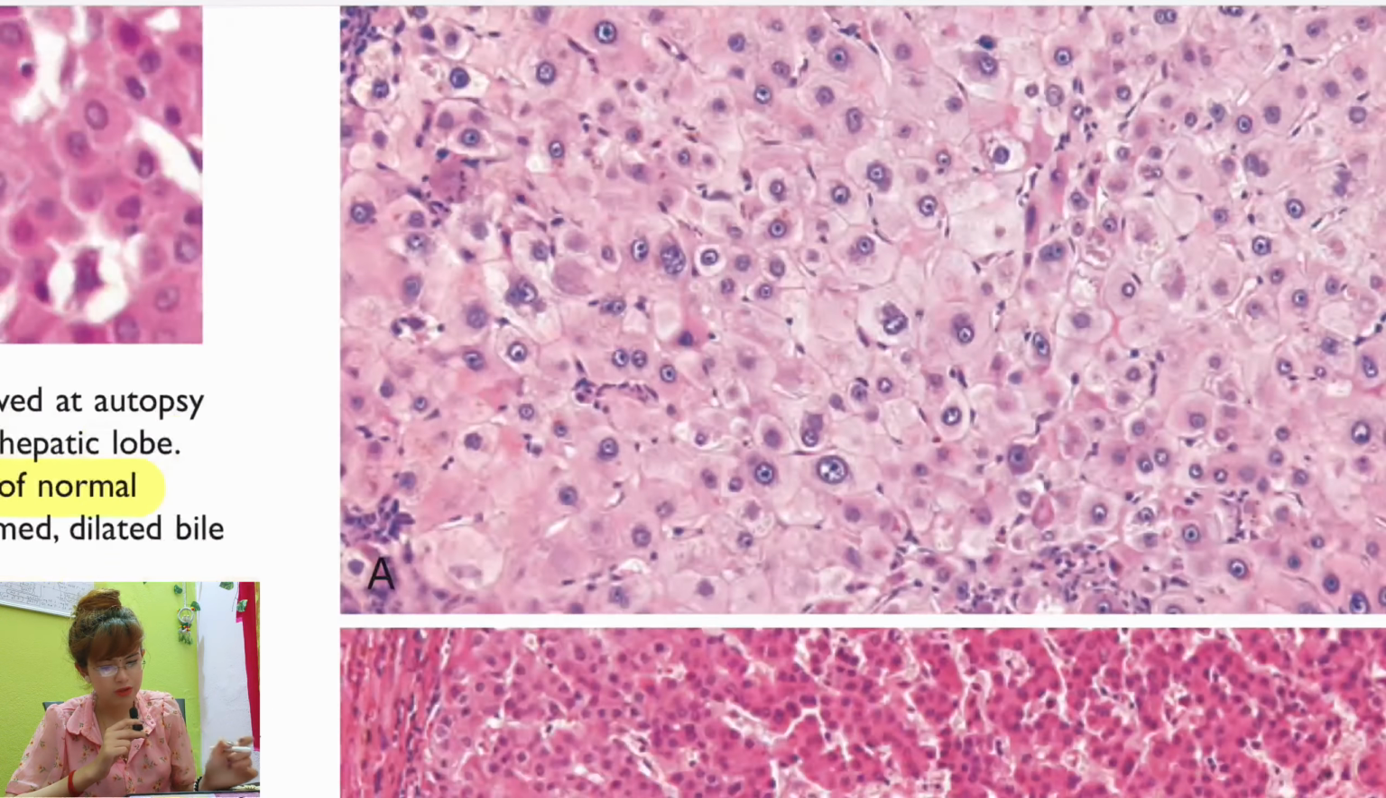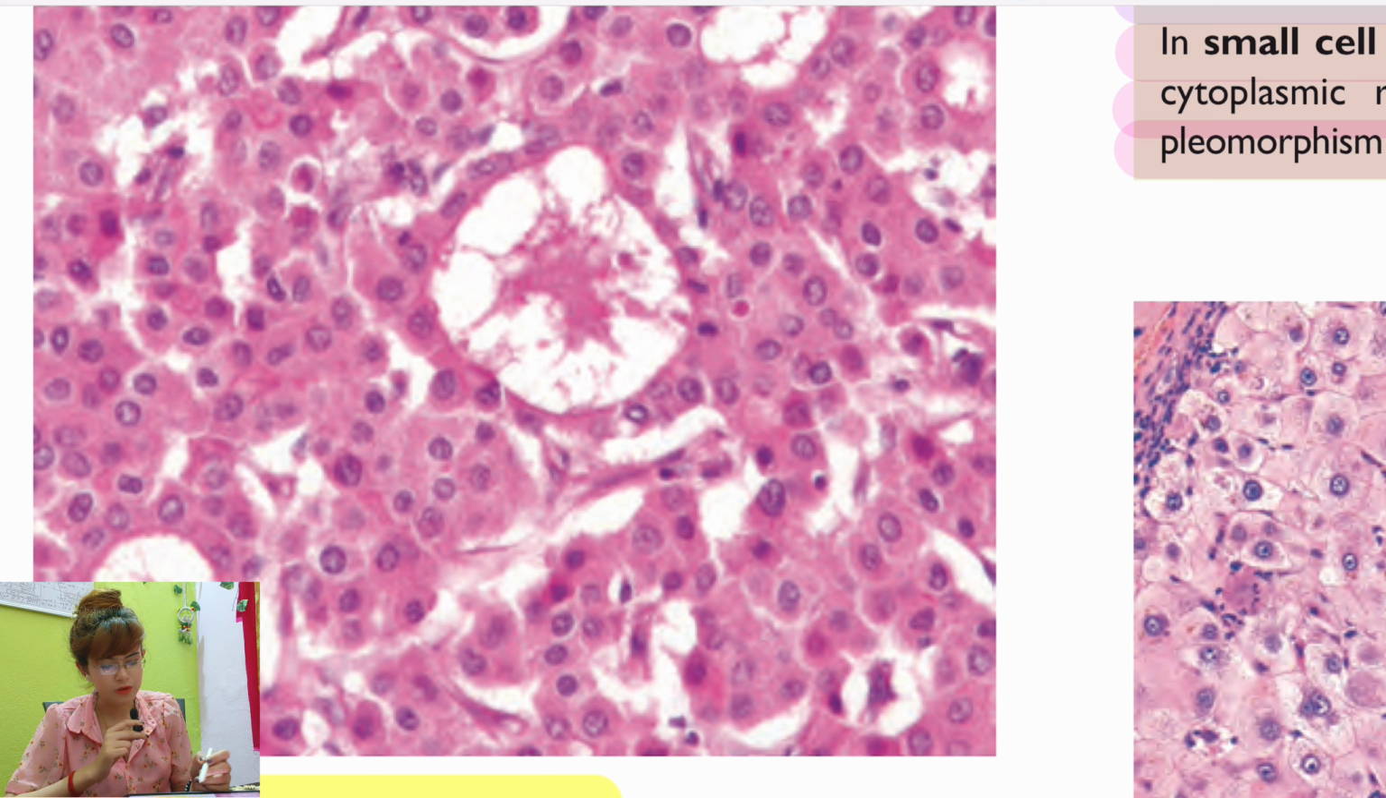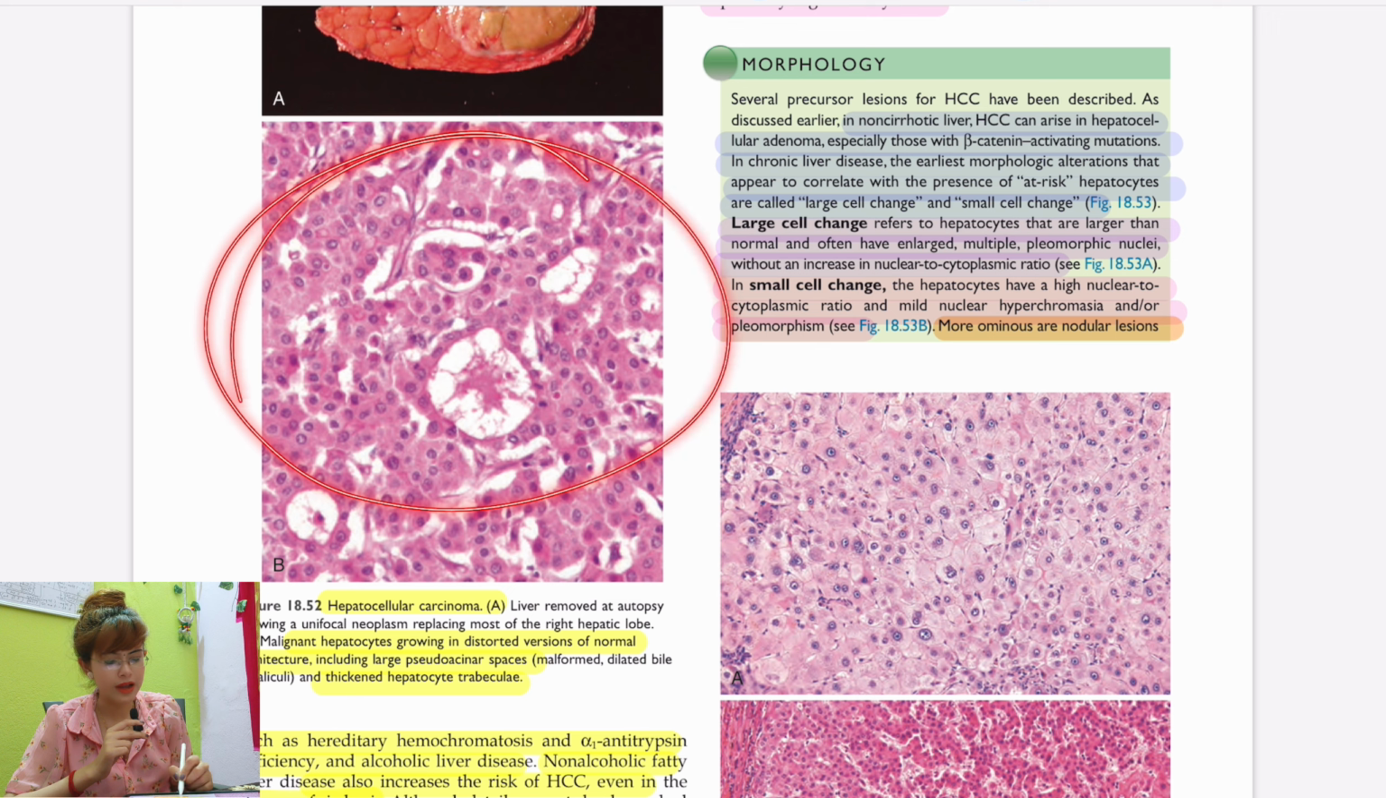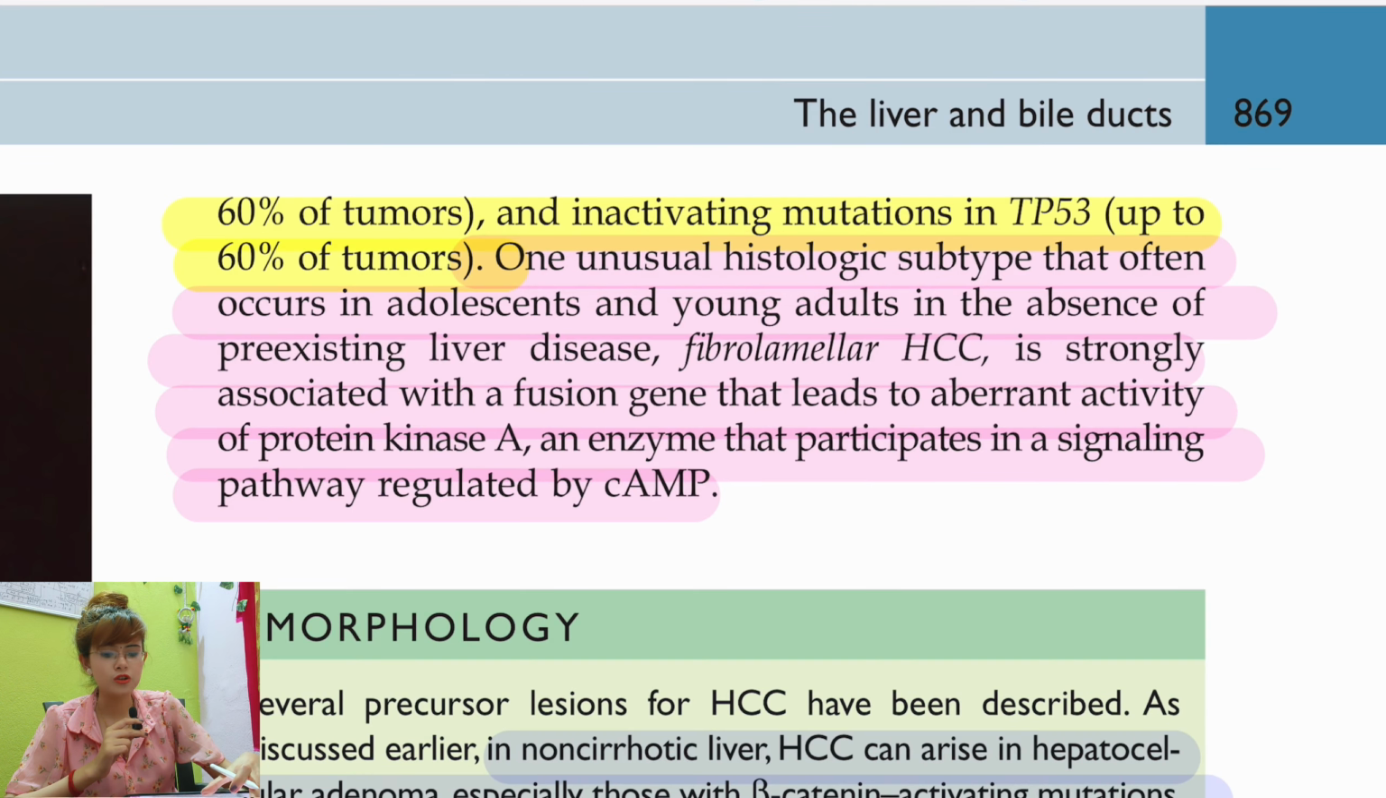You can see this is hepatocellular carcinoma. These are malignant hepatocytes growing in distorted versions of normal architecture, and they have thickened hepatocyte trabeculae. There is an unusual histologic subtype that often occurs in adolescents in the absence of pre-existing liver disease, and that is fibrolamellar HCC. This variant is strongly associated with fusion genes that lead to aberrant activity of protein kinase A, an enzyme that participates in the cAMP signaling pathway. So these two are connected.